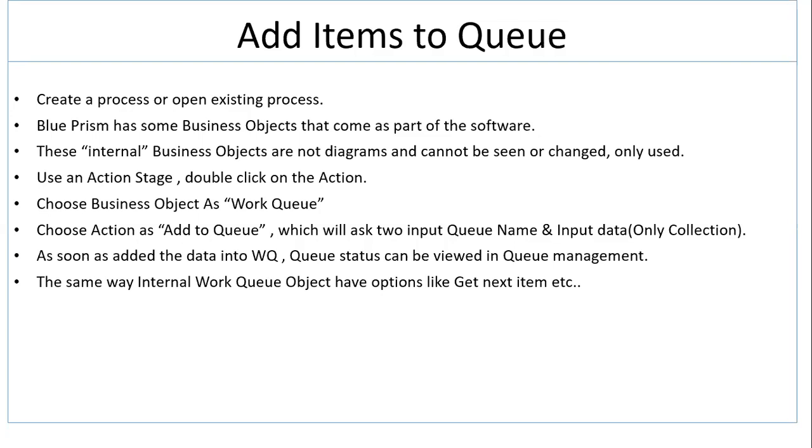The first one is the queue name and the second one is the input data item which you want to load into your work queue. But keep in mind that it will accept only a collection. If you give any text, it will not get loaded because it won't accept any text or number or any other data item or data type. It will accept only collections, which means you will have a bunch of records stored in the collection that will get loaded into the work queue.